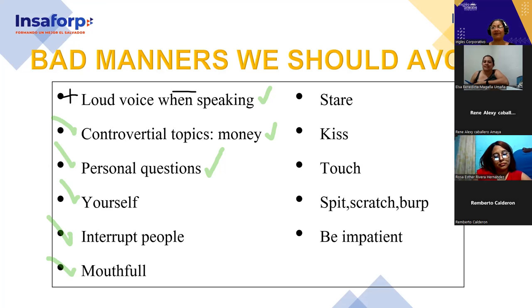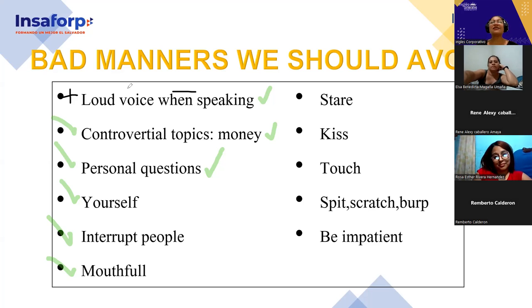You better not. Okay, I have already explained to you 1, 2, 3, 4, 5, and 6. And now you are going to explain what you understand by stare, kiss, touch, spit, scratch, burp, and be impatient. So it means that you should avoid, okay, staring, kissing, touching. What is that? What do you understand?